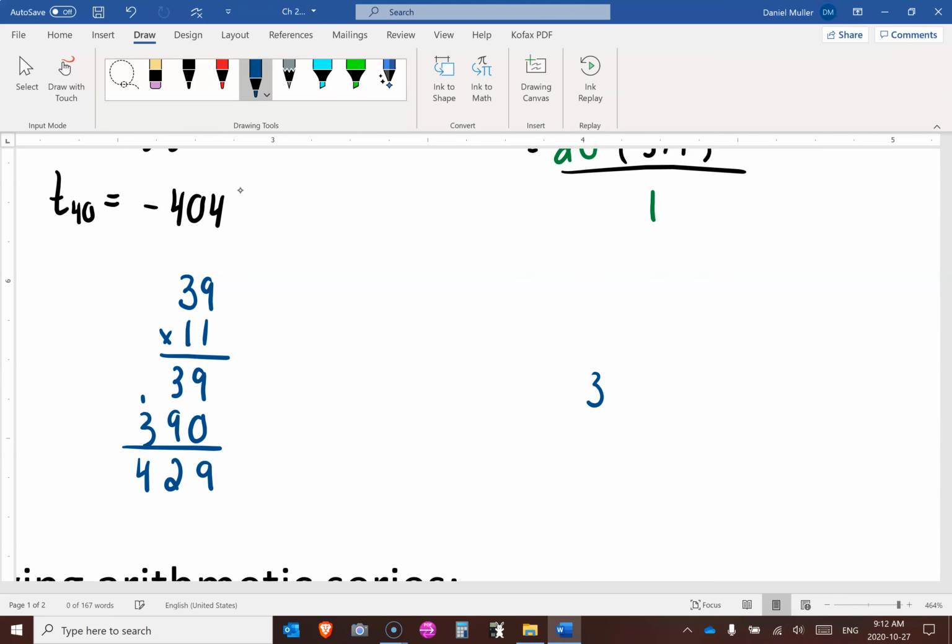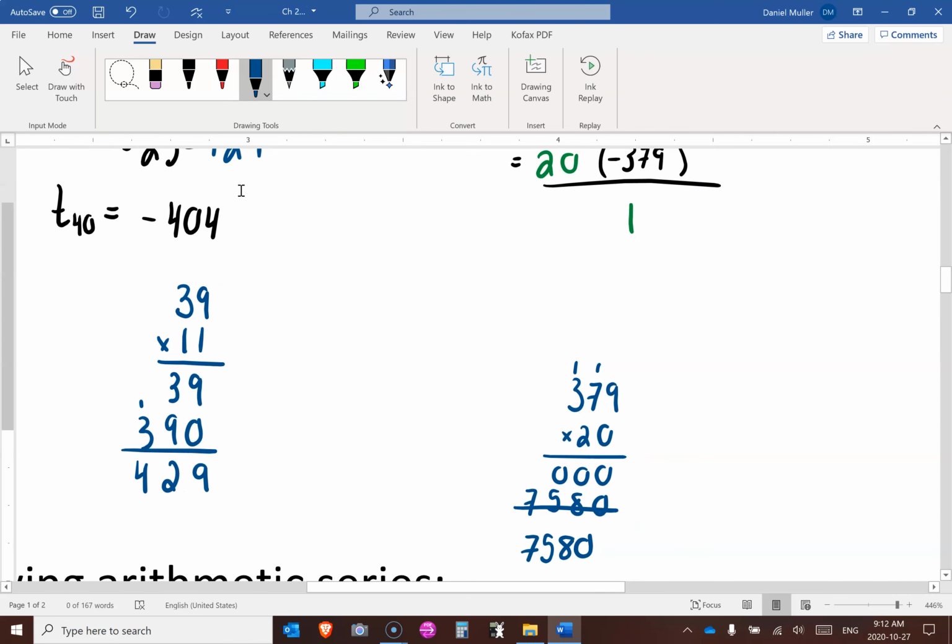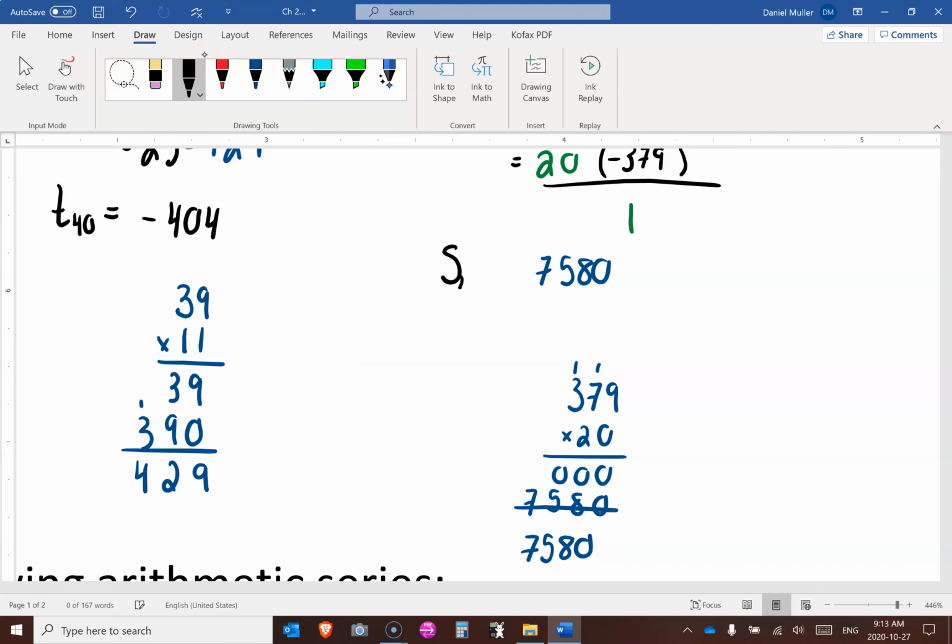So 379 times 20. So 0, 0, 0, which is good. And then 18. 14 plus 1 is 15. 7. So 7, 5, 8, 0. So this equals 7,580. That is my sum of the first 40 terms.